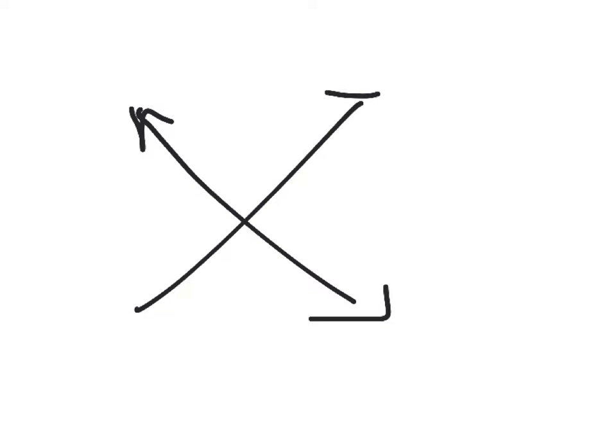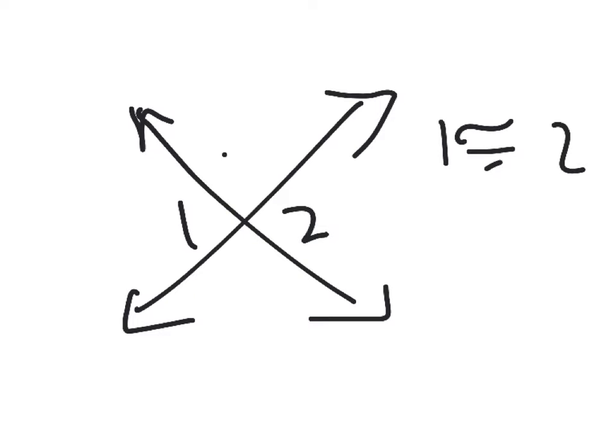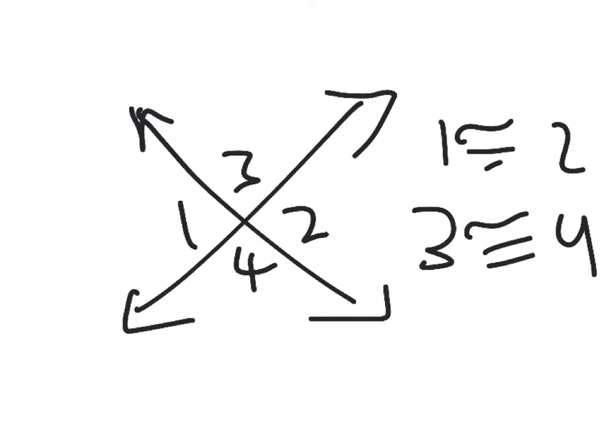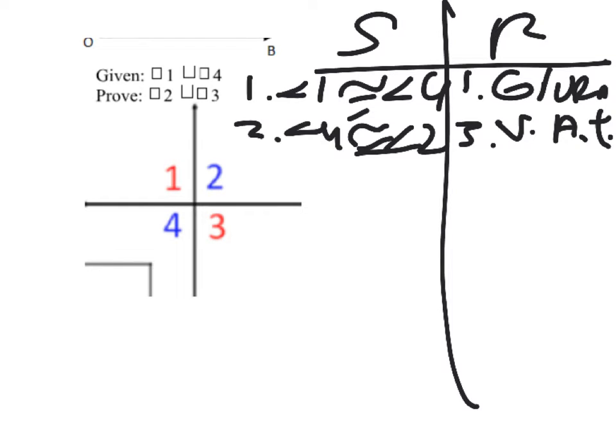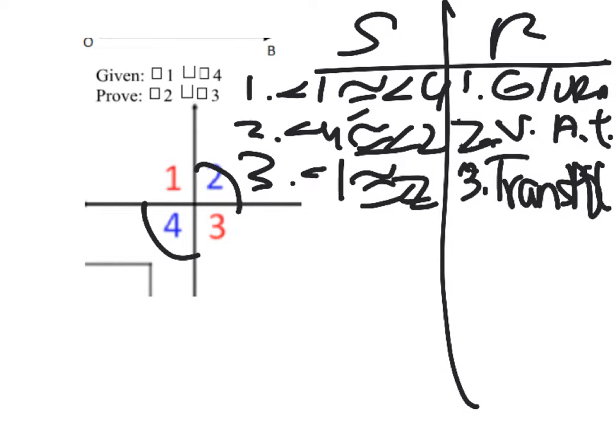Now let's learn some theorems. So your vertical angle theorem is that all vertical angles are congruent. So 1 would be congruent to 2, and if we have a 3 and a 4 here, then 3 would be congruent to 4. So let's solve this proof. We know that angle 1 is congruent to angle 4 because it's given, and we also know that angle 4 is congruent to angle 2 because of our vertical angles theorem, and now we can just cross out the middleman, which is also known as the transitive property of congruence, to get that angle 1 is congruent to angle 2.